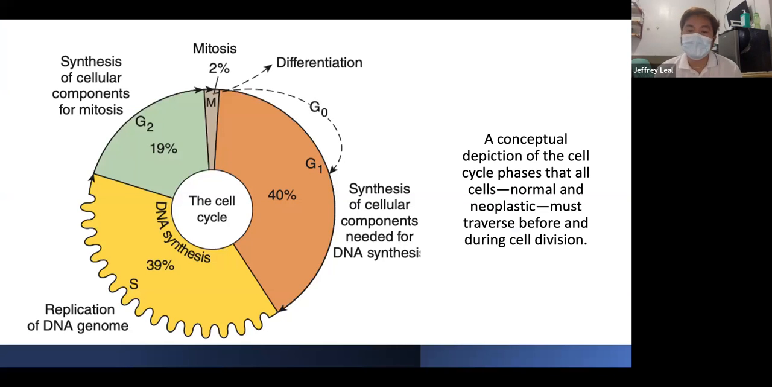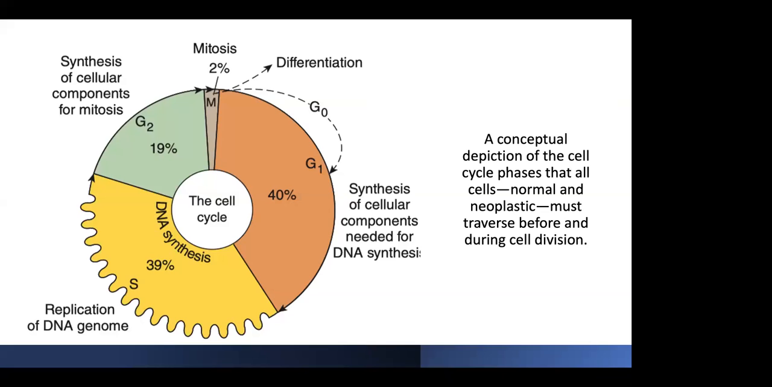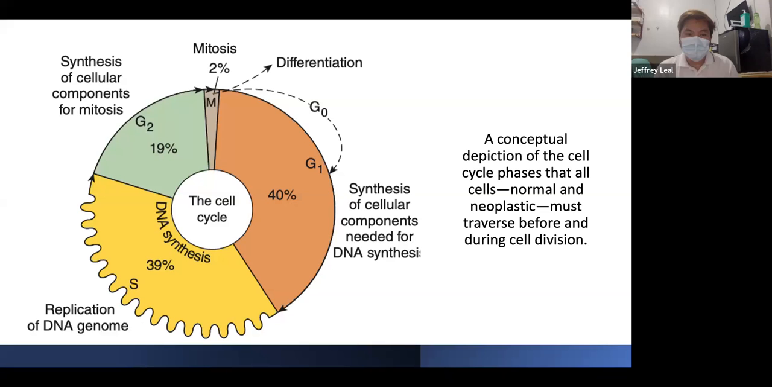In the G1 phase, the synthesis of the cell components that are needed for the DNA synthesis will happen. Okay? And about 39% is spent by the tumor cells in the S phase or the DNA synthesis phase. It is where the replication of the DNA happens, and about 19% is spent by the tumor cells in the G2 phase, wherein synthesis of the cellular components for mitosis happens, and only about 2% is spent by the tumor cells in the mitosis.